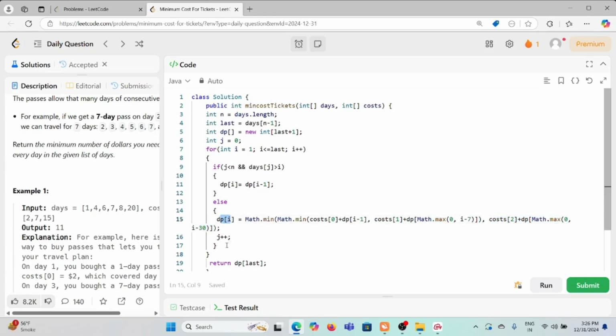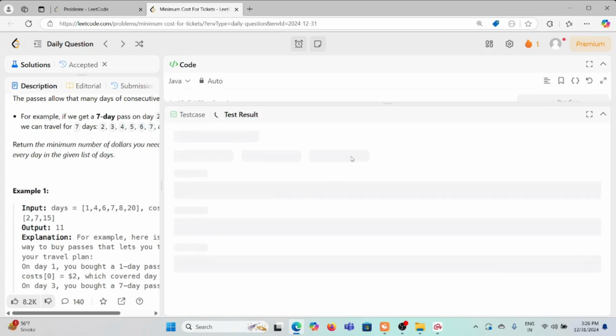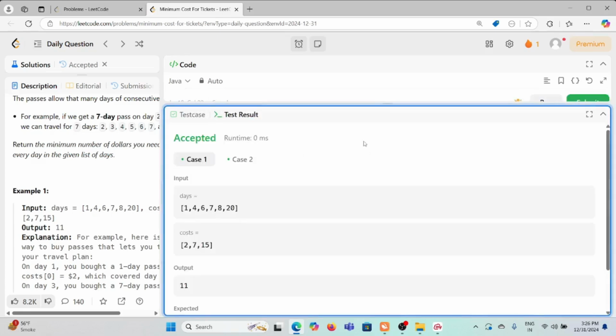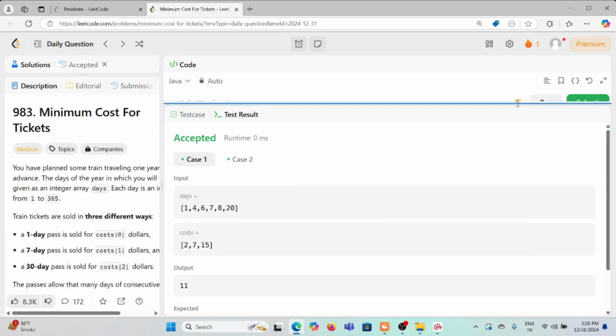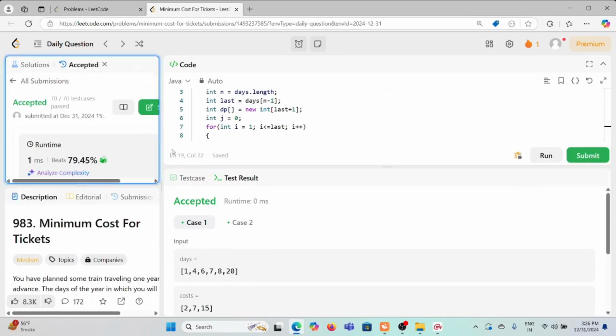When we have done all this, finally we return the last value in this dp array, and this last value holds the minimum cost. You can see we are using minimum. So I am returning dp[last]. Let me execute my code, and let me try to submit it. So I am submitting it. Yeah, it is almost 79.45% faster.